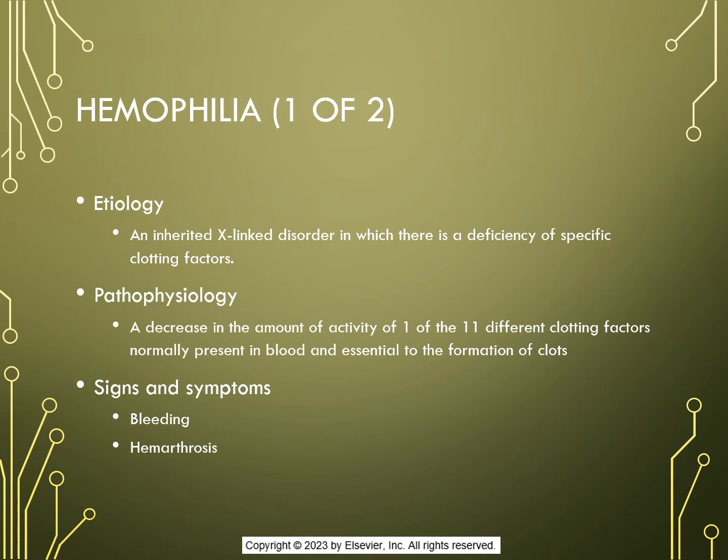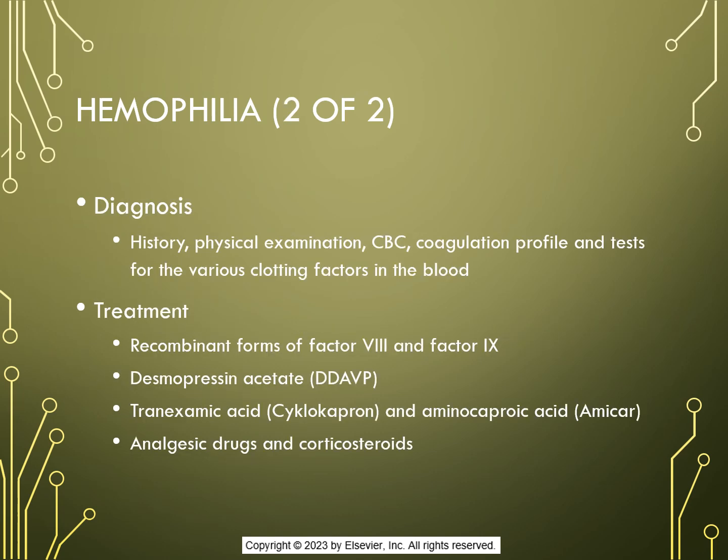Bleeding in VWD presents as a history of bleeding problems, like frequent nosebleeds, easy bruising, and longer than normal bleeding after injuries or a minor surgical procedure. Diagnosis is by history, physical examination, CBC, coagulation profile, and tests for the various clotting factors in the blood.